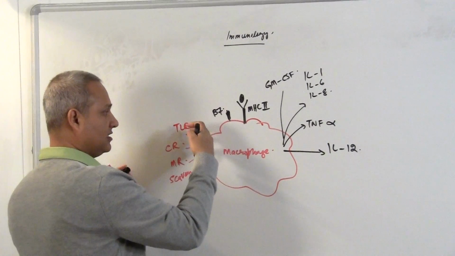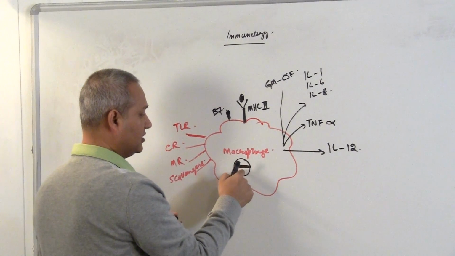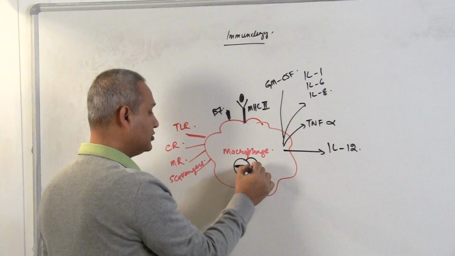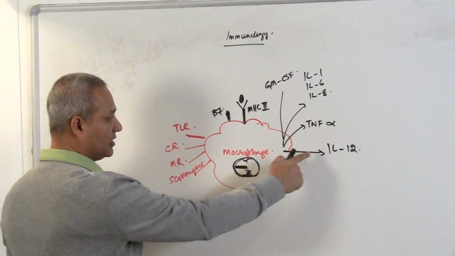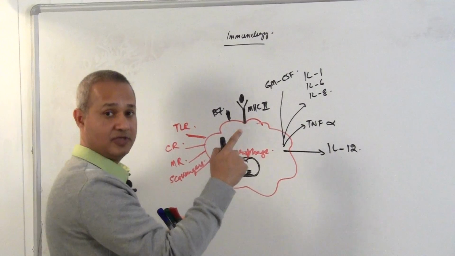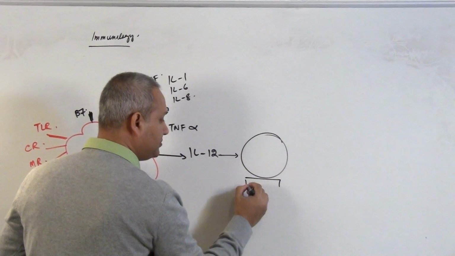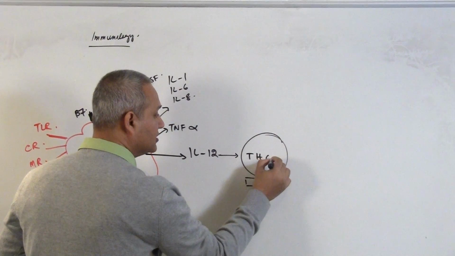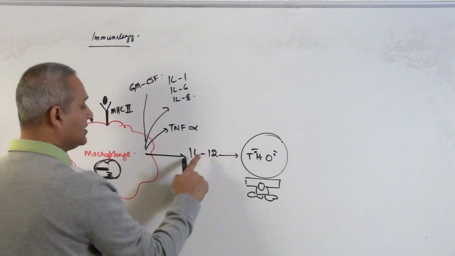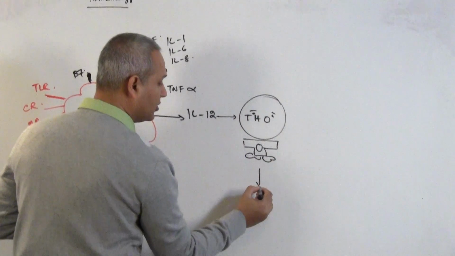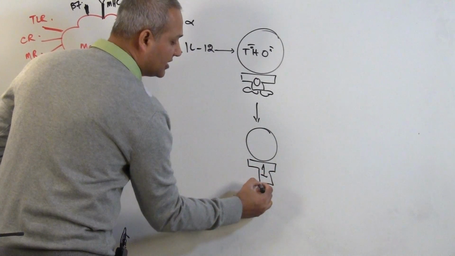Now let's say if we go in the sequence of events, pathogen has been engulfed, phagocytosed. It has been fused with the lysosome, and so there is the phagolysosome, and IL-12 has been released, and the antigen has been presented on MHC2. Now this IL-12 goes and acts on which cell? Remember, T helper 0 cells. It would go and act on the T helper 0 cell, and the IL-12 causes the T helper 0 cell to become what? T helper 1 cell, remember?